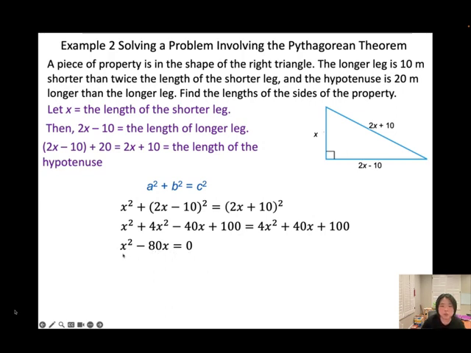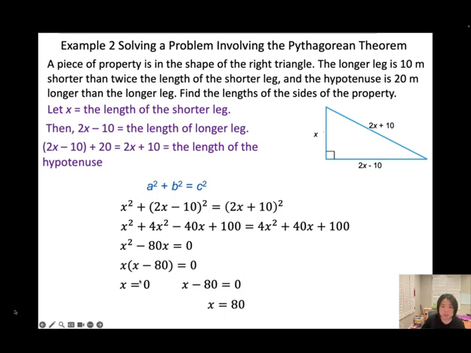You don't want to divide the whole equation by x. We don't want to divide by a variable. Instead of dividing by a variable, we want to factor out the x. So you do have two answers. One is x equal to 0. The other is x minus 80 equal to 0, which is x equal to 80.